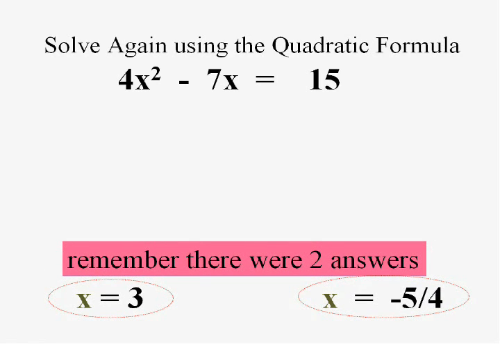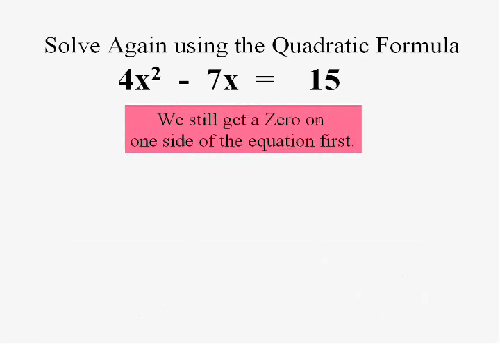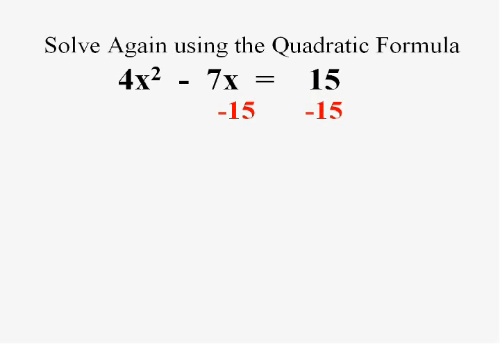Remember, these were the two answers we got before using the zero property. We better get those same two answers. First, as always, I'm going to get a 0 on one side. You don't have an a, b, and c until you have a 0. So I'll subtract 15 from both sides.